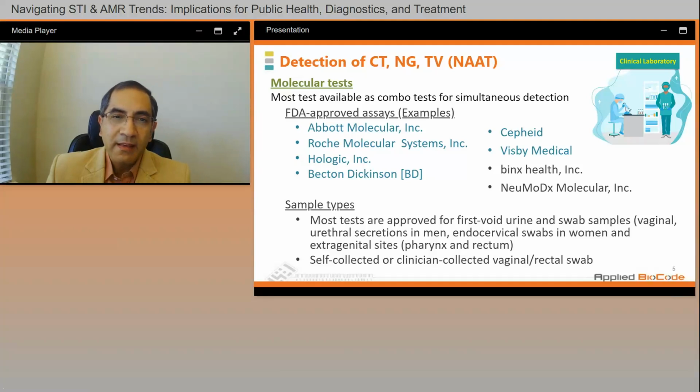Most of these tests accept a wide range of sample types from urogenital sources, including urine and swabs from vaginal as well as urethral. Some of the tests are now offering testing on extragenital sites such as pharynx and rectum. Clinician collected specimens and self-collected vaginal or rectal swab in some instances are also acceptable for testing by these molecular assays.